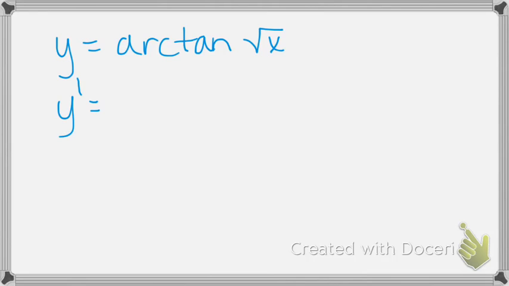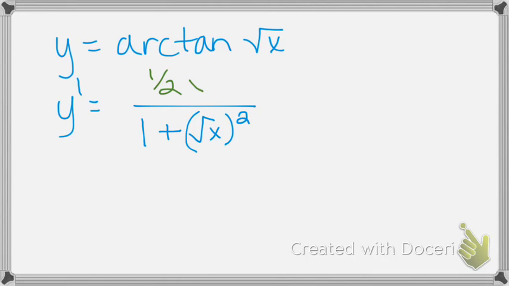So the derivative would be 1 over 1 plus square root of x squared. Do what? It'll eventually make an x, yes. But I'm not finished because what now do I have to do? Multiply by the derivative of the top, or of the square root of x. You can put it on top if you want to.